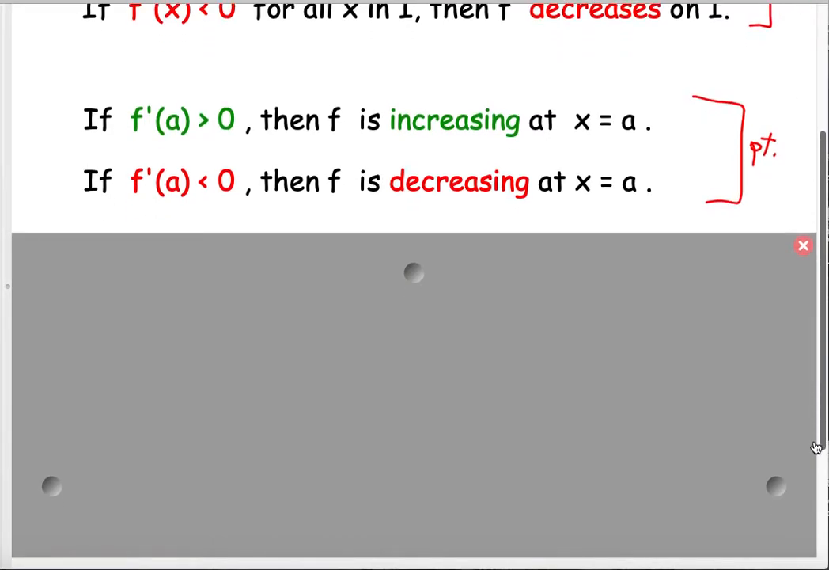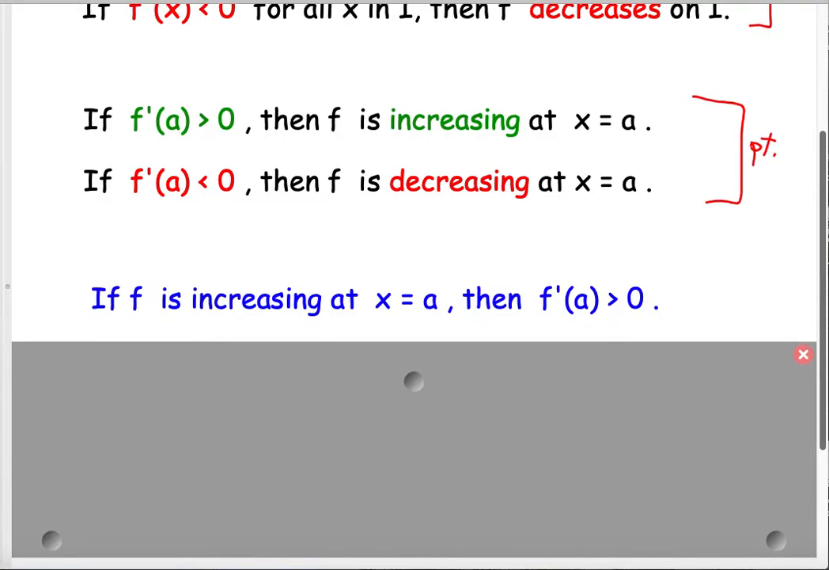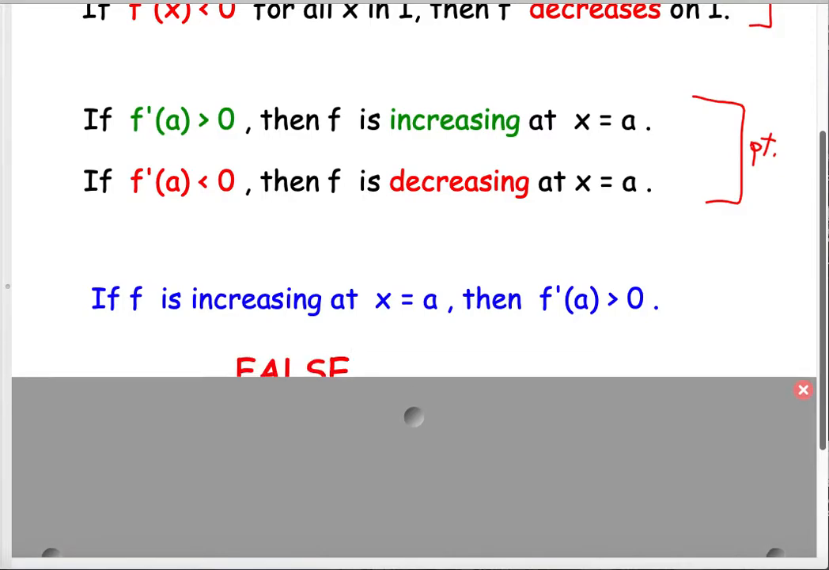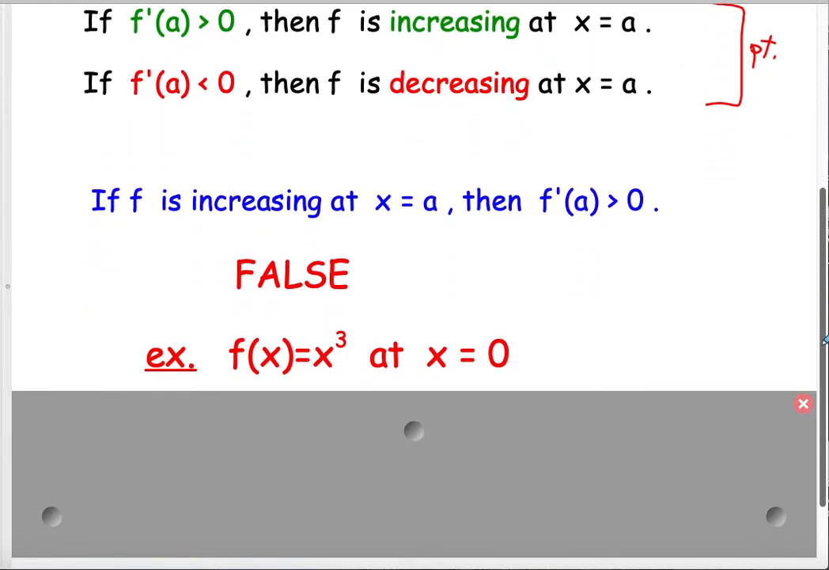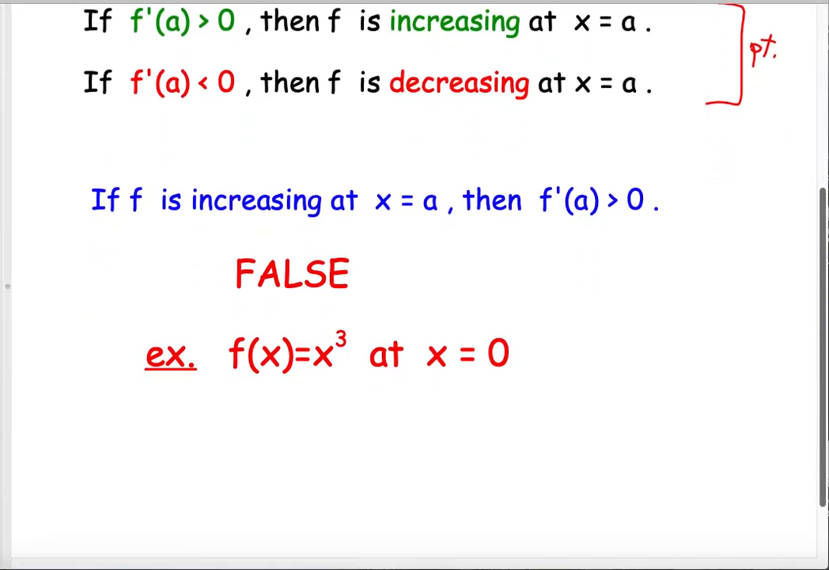Now, focusing on this at a point, if the derivative is positive, it's increasing. If the derivative is negative, then it's decreasing. So can we say if a function is increasing at x equal a, then its derivative there is going to be positive? Well, the answer to that is no. And a counterexample, how about y equal x cubed at x equals 0? So if we look at the function, let's go ahead and graph that very quickly. Y equal x cubed.